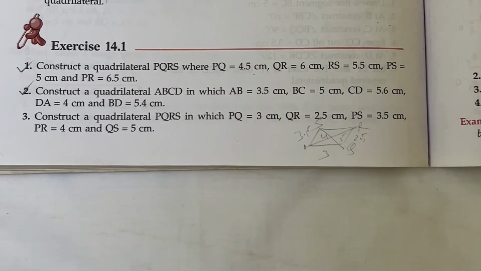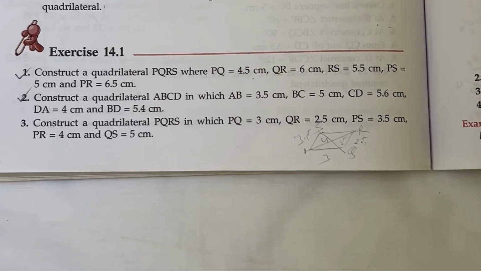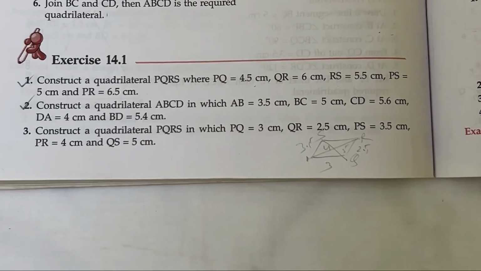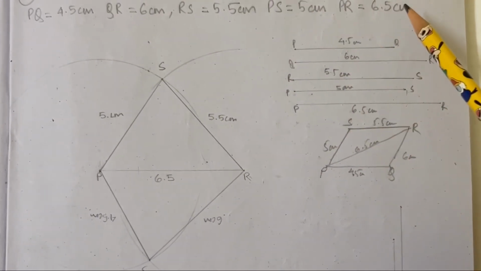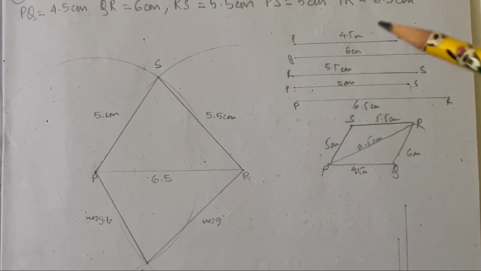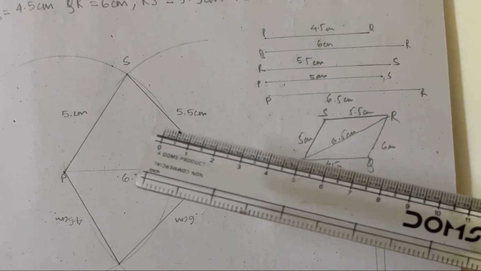The sum says construct a quadrilateral PQRS where PQ is given as 4.5 centimeter, QR as 6 centimeter, RS as 5.5 centimeter, PS 5 centimeter and PR 6.5 centimeter. So I have written all the measurements that are required for the sum and drawn the line with the help of a ruler.